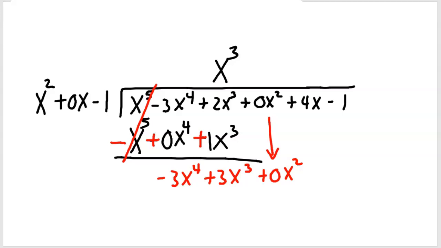The next step is to ask, how many times does x squared go into 3x to the 4th? Or in other words, if I did negative 3x to the 4th divided by x squared, what would I get? And the answer is negative 3x squared. So that's what we're going to put on there next.